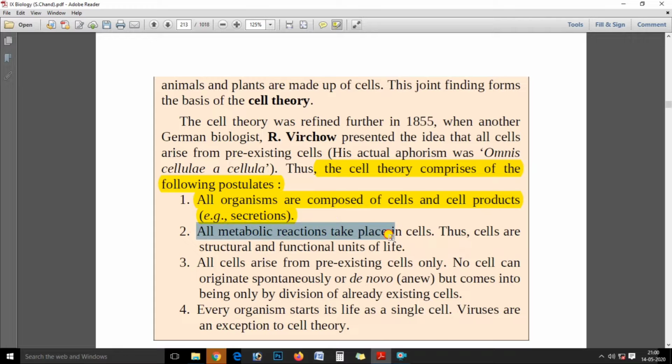Then all metabolic reactions take place inside the cells, and all cells arise from pre-existing cells only. That means a cell cannot be made on its own, it is derived from a pre-existing cell. Then every organism starts as a single cell. Later they could develop into a multicellular organism.